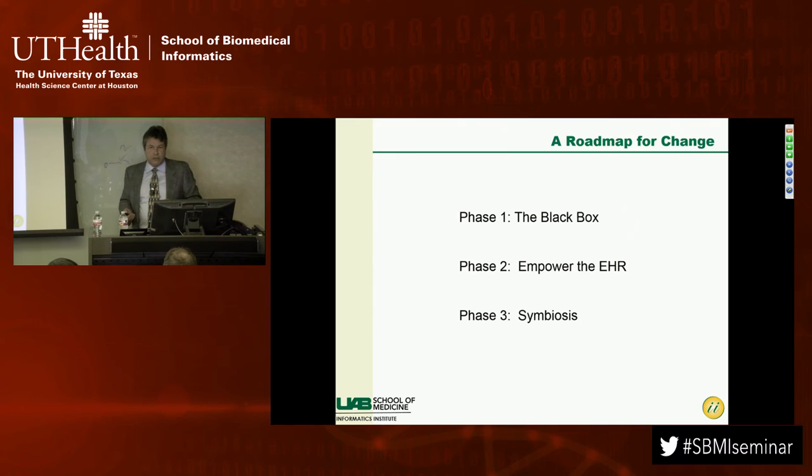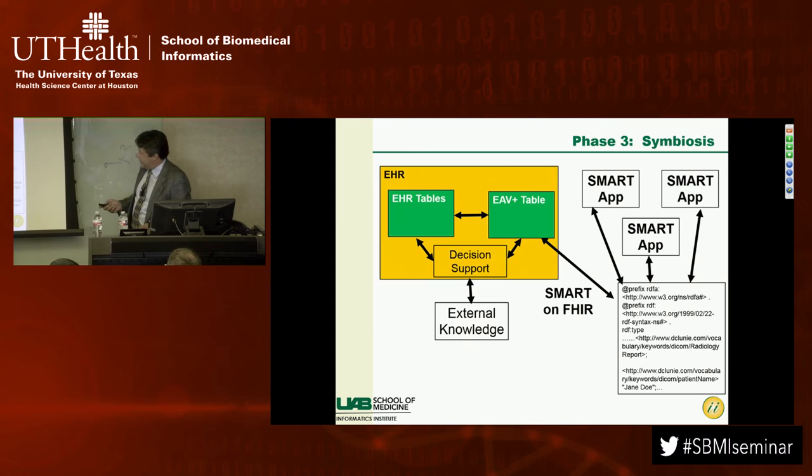Symbiosis, all right? The strangler fig is symbiosis too, but commensalism is really what I want, where they live together in harmony. So how does that work? What I'm anticipating, so there's my state of the art. Watch what happens to the EHR table, the EAV table, and the smart apps. They're all going to change.